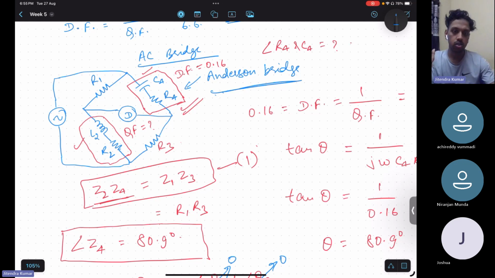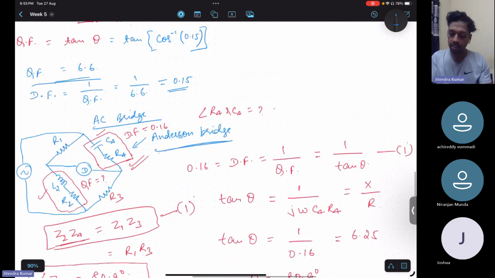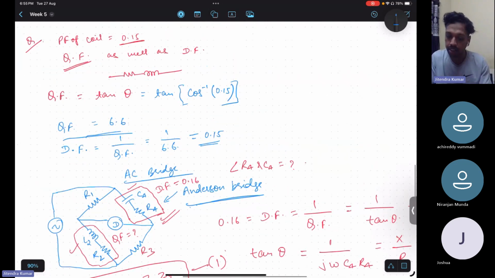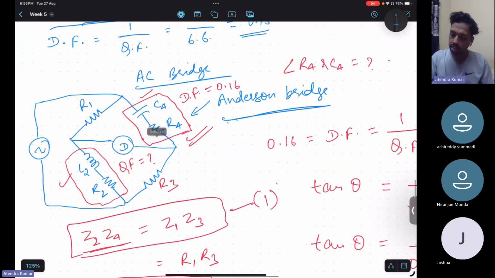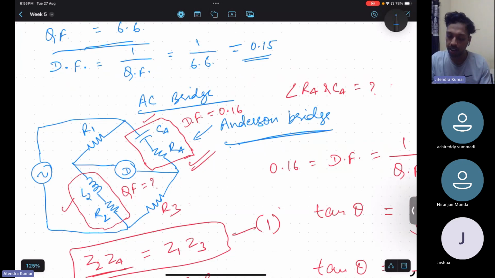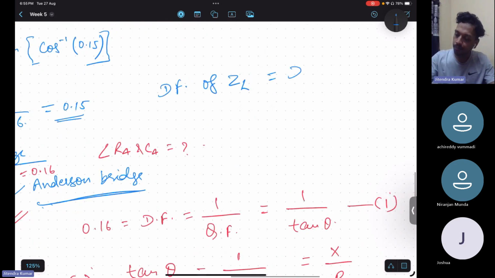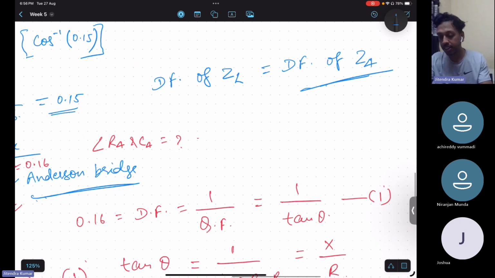So if you are preparing for some other exam where you have to quickly find the solution, and a statement is given that the dissipation factor of this bridge, C4 and R4, is given and you need to find the quality factor, you just immediately see the nature of the circuit. If it is connected in this fashion, then you just take the dissipation factor of Z2 as equal to the dissipation factor of Z4. You can directly write it down.